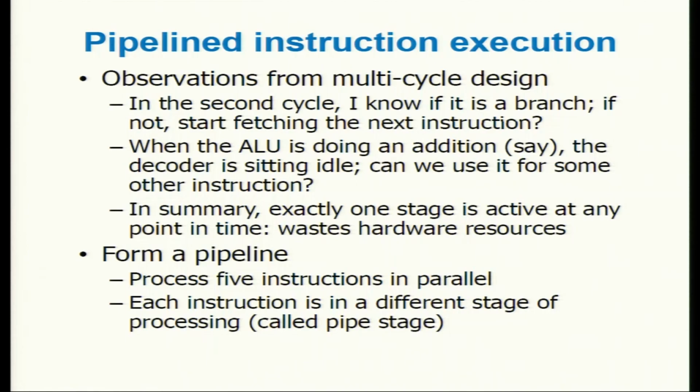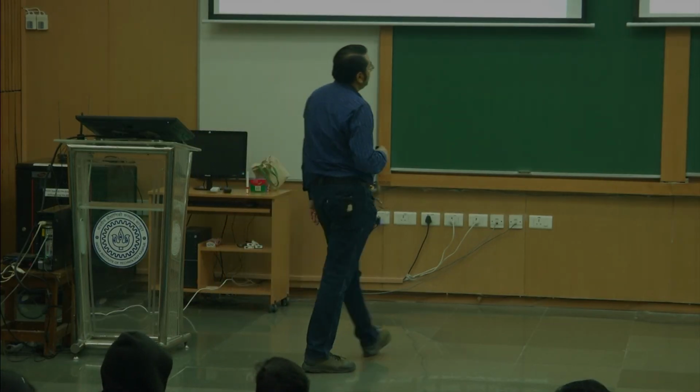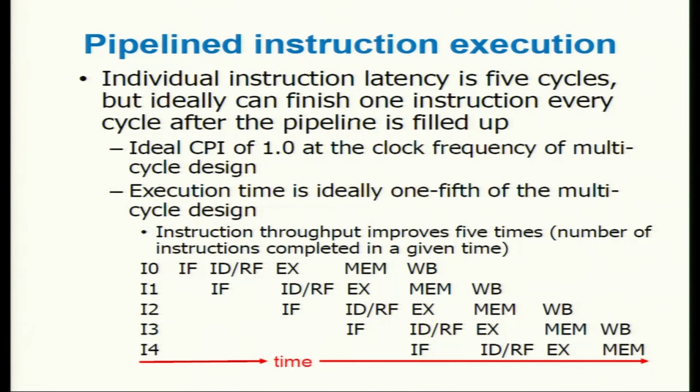A simple way to improve hardware utilization is to form a pipeline. That is, you process 5 instructions in parallel, and each instruction is in a different stage of processing. Pictorially, this is what it looks like. If my time goes in this direction, that means my cycles are in this direction, and each vertical column is essentially a cycle.